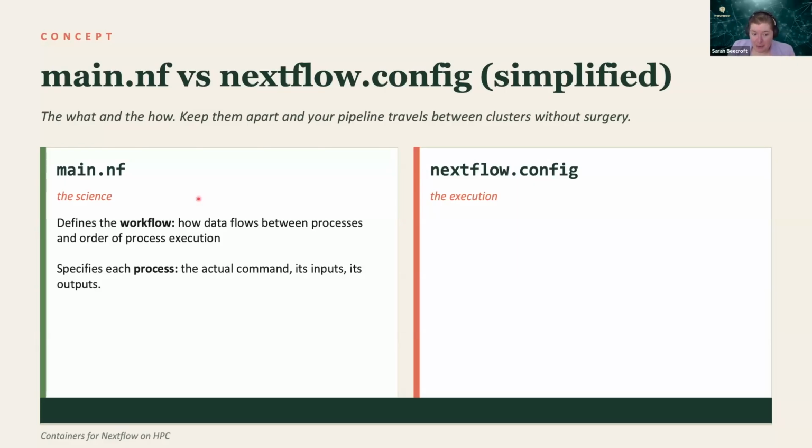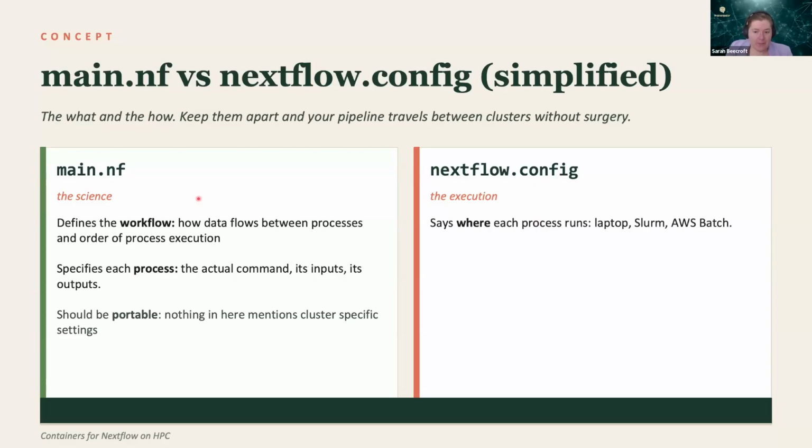And so it specifies what are these processes, the commands, the inputs, the outputs we just talked about, right? And the idea is that it is portable. So nothing here mentions cluster specific settings generally, or it shouldn't. And historically, way back when, like 5 years ago, it's ancient in bioinformatics terms, you basically had only one main NF and one Nextflow config. It's gotten more complicated now, and we'll talk about that, but this is kind of the history of where it came from.